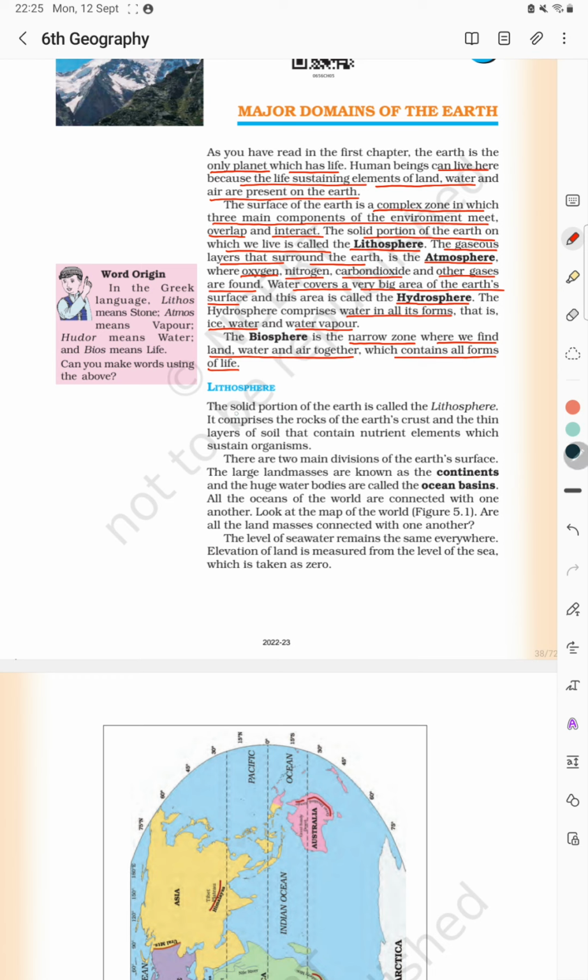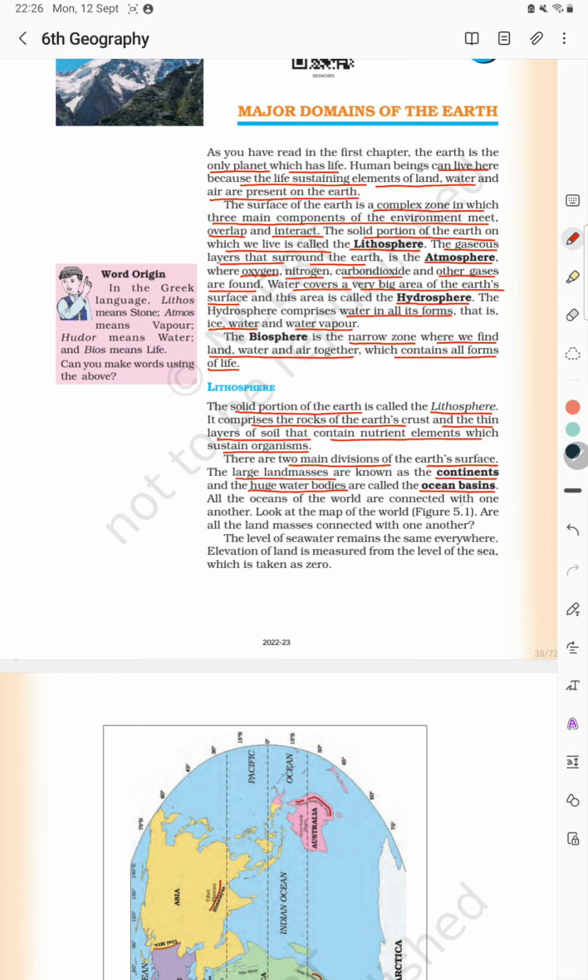As we have studied, the solid portion of the earth is called lithosphere. It comprises the rocks of the earth crust and the thin layers of soil that contain nutrient elements which sustain organisms. Basically, the topmost layer of earth, that is earth crust, and the thin layer of soil above it constitute lithosphere. There are two main divisions of earth's surface: the large landmasses known as continents and the huge water bodies called ocean basins.